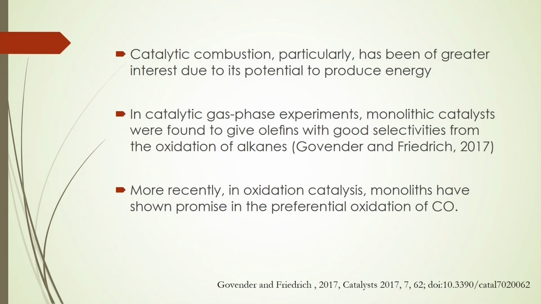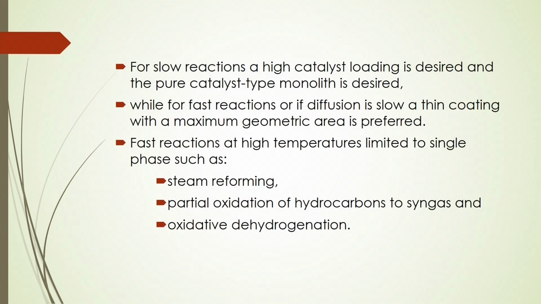So, this is the application for this monolithic structure. Now, for slow reactions, if we consider high catalyst loading, it is of course sometimes desired, and the pure catalyst type of monolith should be used there. While for fast reactions or if diffusion is slow, in that case you have to consider a thin coating with a maximum geometric area there. So, you have to use the monolithic catalytic reactor based on that criteria of slow or fast reactions.